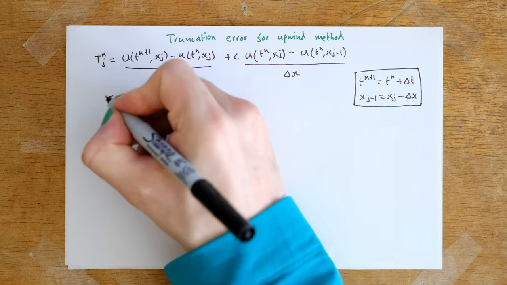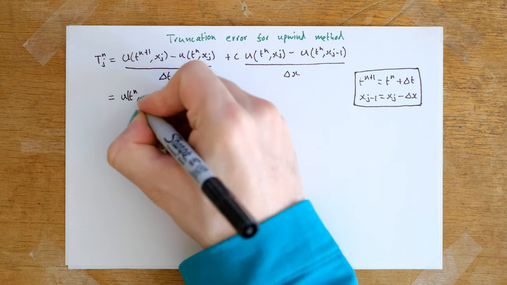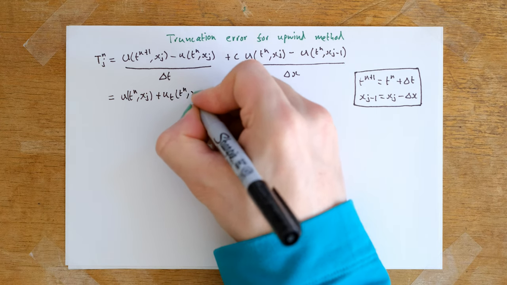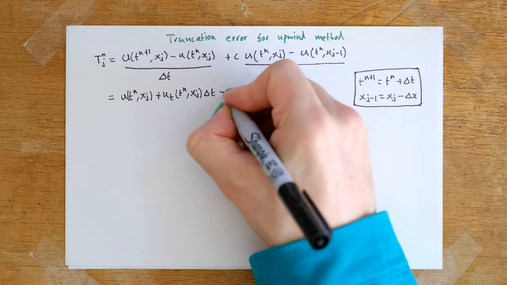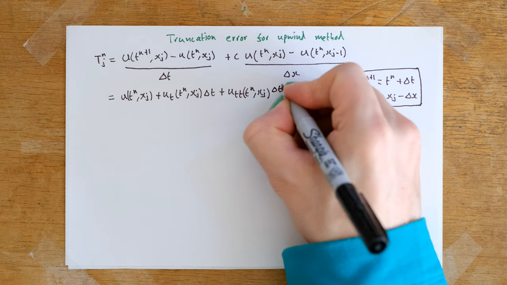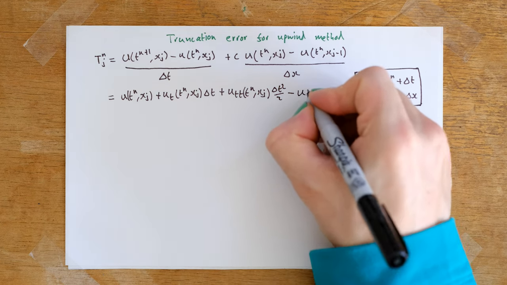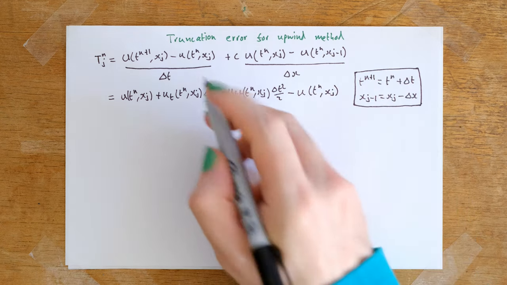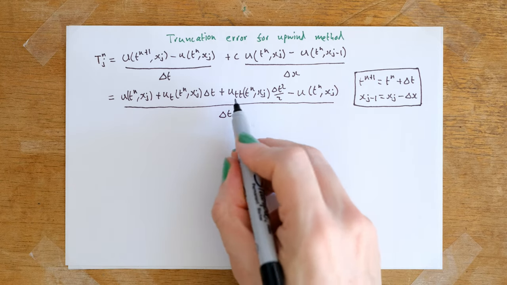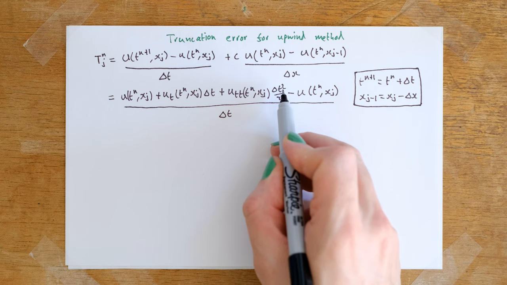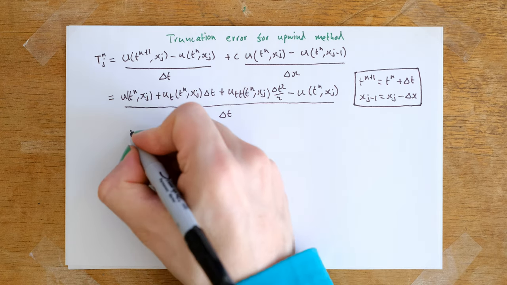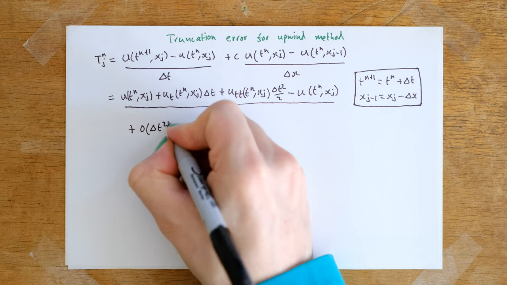So we'll have that this is equal to u at t_n and x_j, plus the partial derivative of u with respect to t, u_t at t_n and x_j, multiplied by delta t, plus the second derivative at t_n and x_j times delta t squared divided by 2, minus u at t_n and x_j coming from this term, and this is all over delta t. And in addition to this, we truncated this Taylor series after delta t squared. So the first term we neglected was delta t cubed, but we've got this additional delta t in the denominator, so that tells us that we have additional terms that are big O of delta t squared.